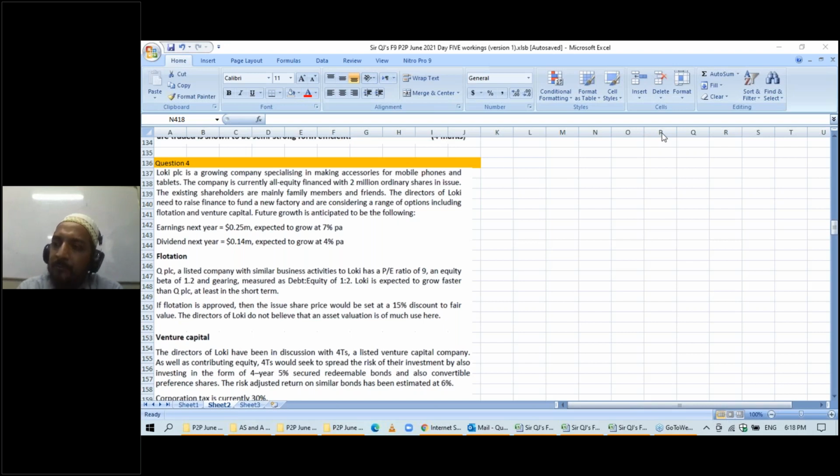Now, the second technique which can be used to assess the potential of the investment, how good the investment can be, is the price earning ratio. So what you do is that you multiply the earnings per share.